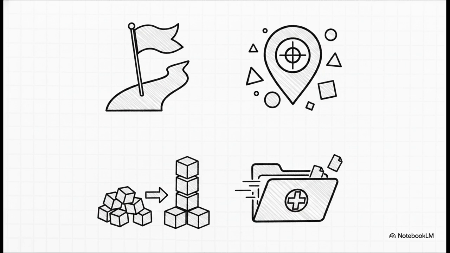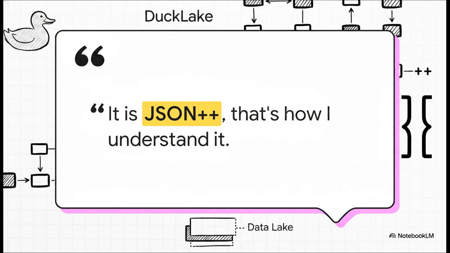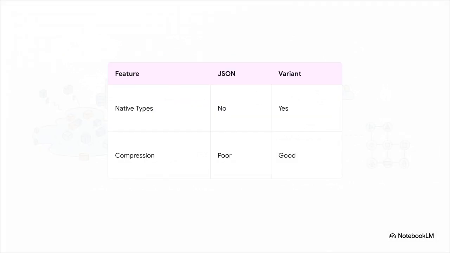But I gotta say, perhaps the most hyped new data type is something that devs lovingly refer to as JSON++. So why all the hype around the variant type? Look, standard JSON is everywhere, sure, but it has some massive limitations for big data. It completely lacks native database types, and the compression is just awful because of all the constant text repetition.